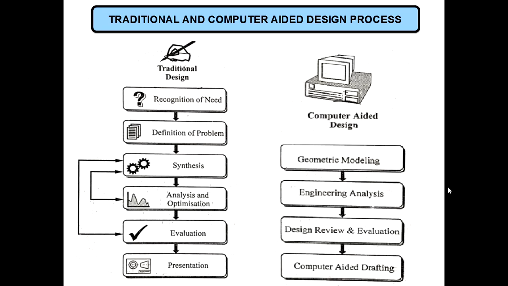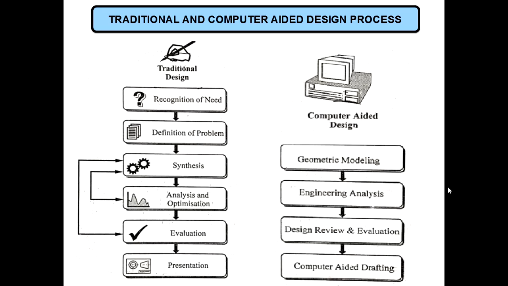So the geometric modeling can be done with the help of 3 different models, that is the wireframe model, then the surface model, and then the solid model. So any of these can be used as per the requirement. Then the engineering analysis can be done with the help of tools, that is finite element analysis, then ANSYS. So with the help of these tools, FEA or ANSYS, we can do the engineering analysis.